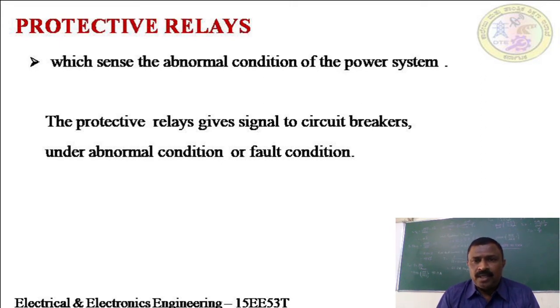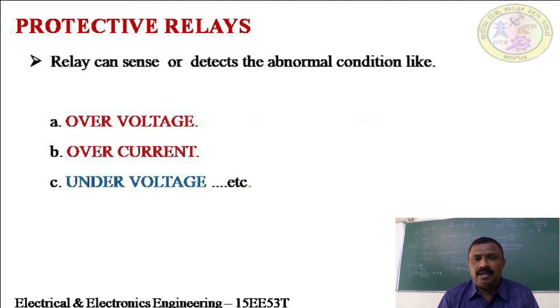So therefore, in order to open the line, we need some sensing device. The protective relays will serve as a sensing device or sensing arrangement. The relay can sense or detect abnormal conditions. It may be over voltage, or over current, or under voltage, or under frequency or over frequency.